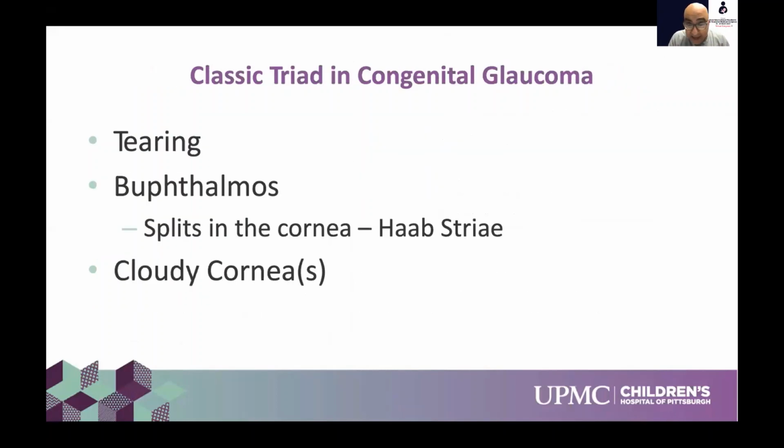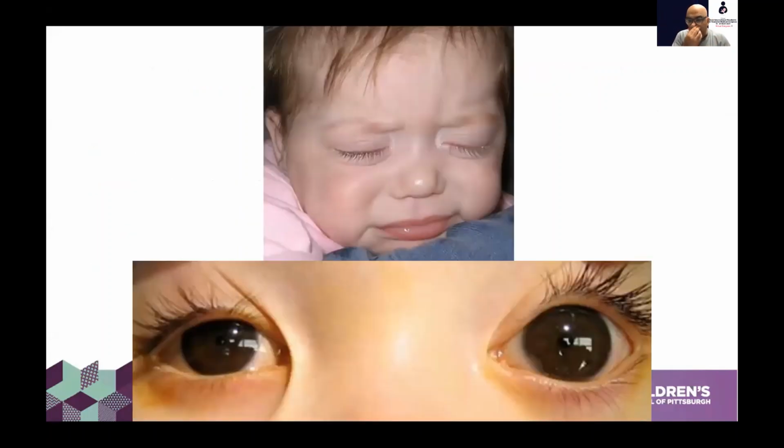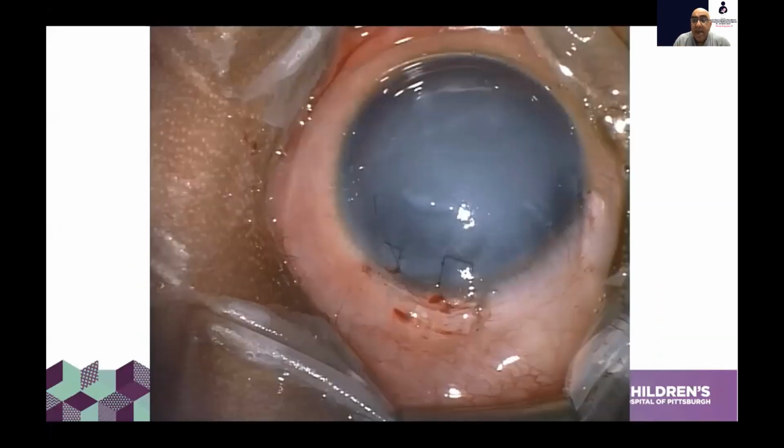I see a lot of congenital glaucoma from your region of the world. The classical triad is tearing, buphthalmos, which is a large eye, with splits in the cornea, which are called Haab's striae, and cloudy cornea. So here's a child who won't open his eyes, it's very painful, and you can see that the child at the bottom has one eye that's bigger than the other because of the glaucoma.